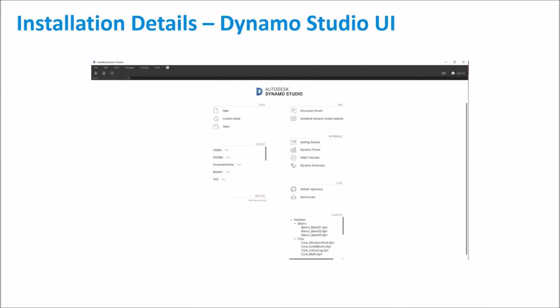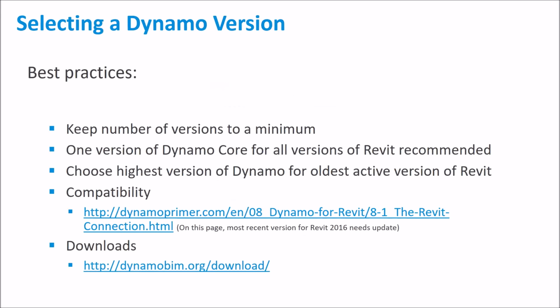Just to take a look at the Dynamo Studio UI, this is fairly similar to Dynamo Core Sandbox, with some slight branding changes. And you can see that this also runs independently from Revit as a standalone application. So selecting your Dynamo versions. Which version should you install?